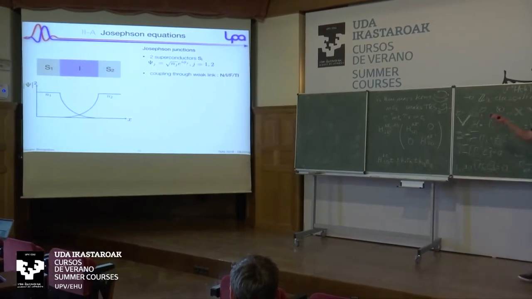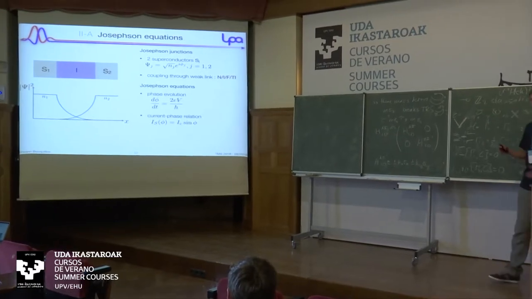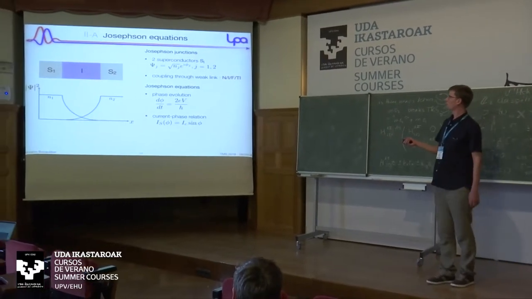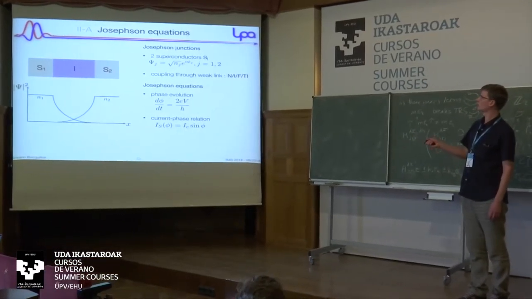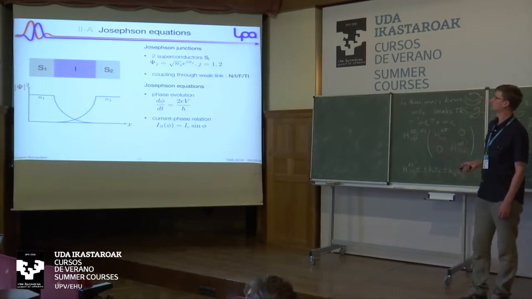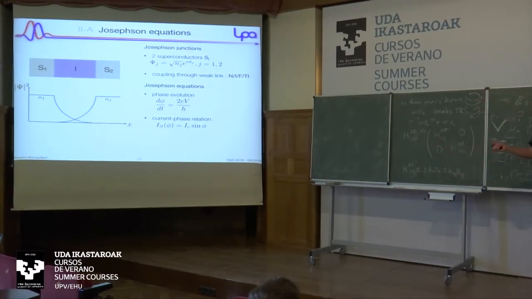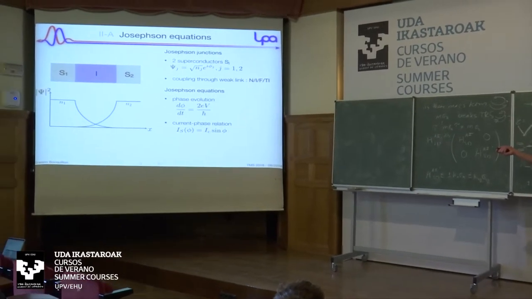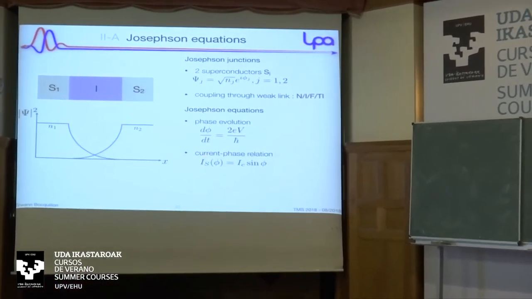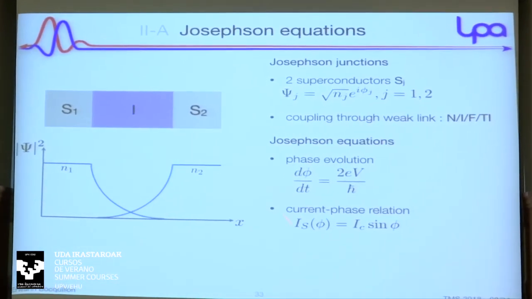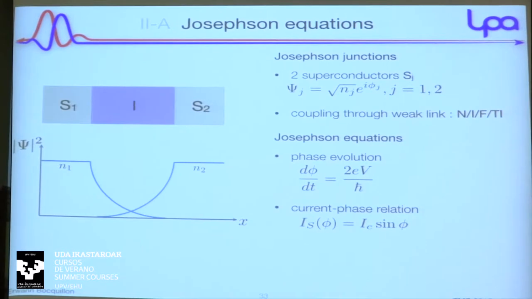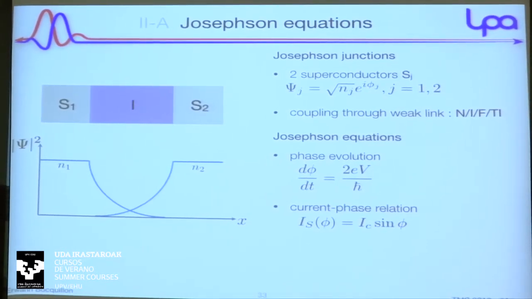And if you solve this quantum mechanics 101 problem, then you can find two equations. One governs the evolution of the phase difference between the two superconducting wave functions that I wrote here. So this governs the difference of the phase phi 1 minus phi 2. And the second equation will govern the evolution of the current as a function of the phase. So you see that with these two equations, in principle, you can derive two specific regimes.